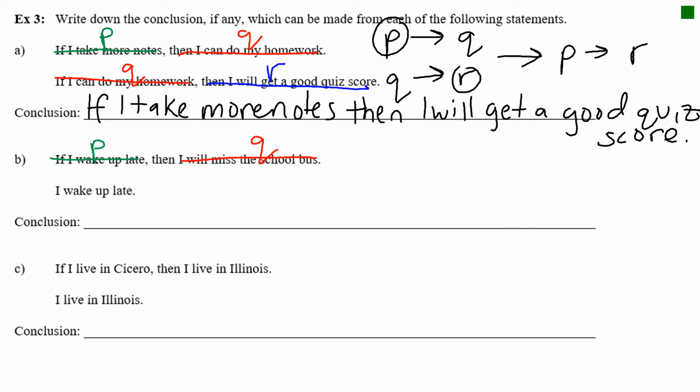All right. The second sentence, I wake up late. Notice that this is not a conditional statement because it's not written in the form if or then. Now I'm telling you for sure what happened was your hypothesis. You woke up late. So what's going to come after that is you're going to miss a school bus. So the conclusion is I will miss a school bus.